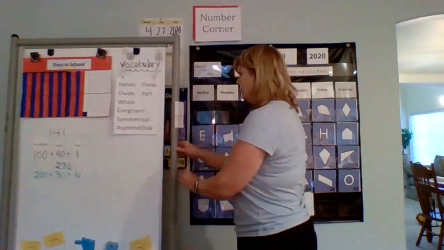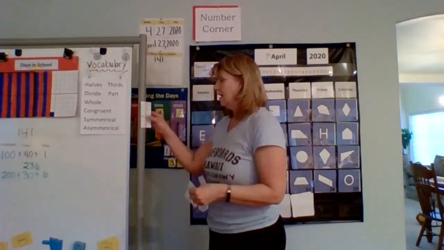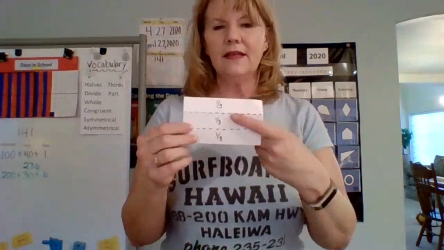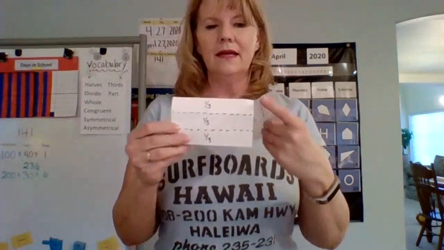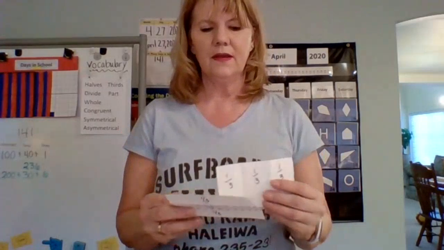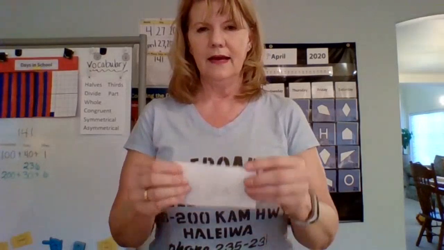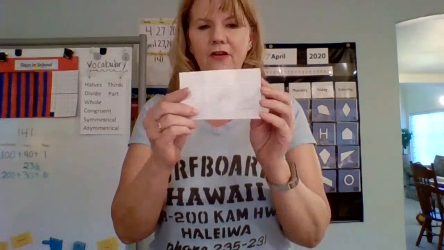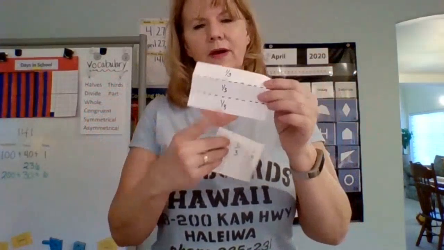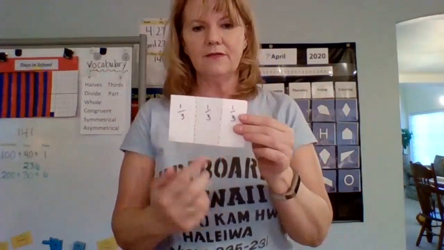I wanted to show you one more thing. We have a card that I folded and then I put little dots on it so you could see it. It says 1/3, 1/3, and 1/3. I have a question for you. This card is exactly the same size as the other card. Do you see? They're congruent. They're exactly the same size. This one I folded the long way and split it in thirds. And this one I folded the short way and split it in thirds.